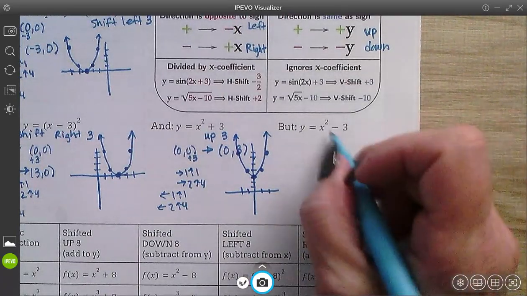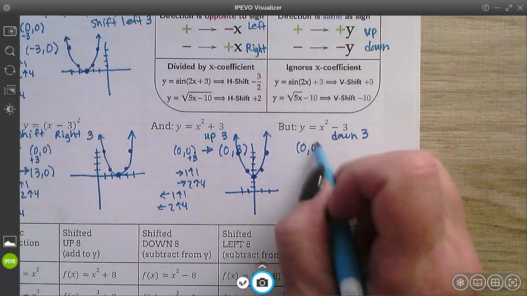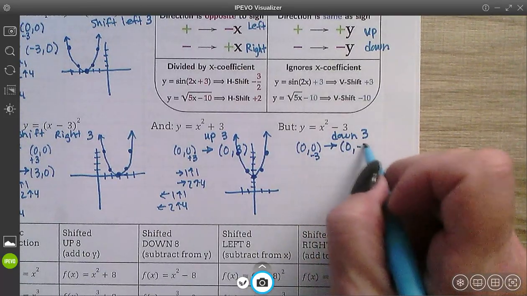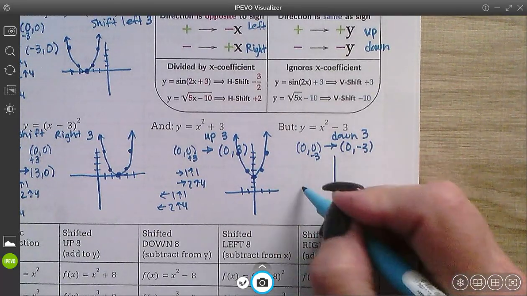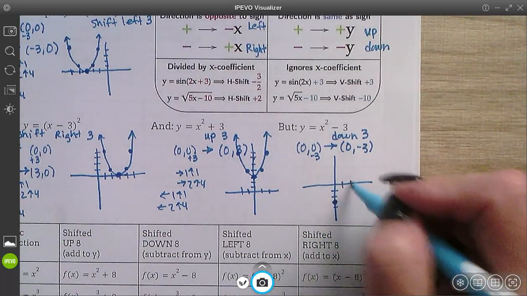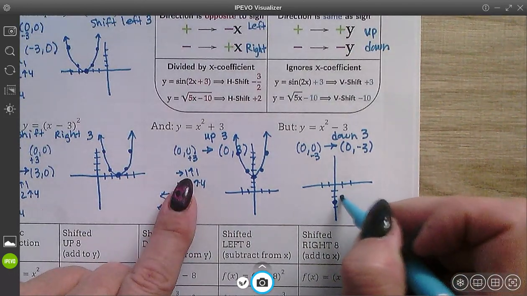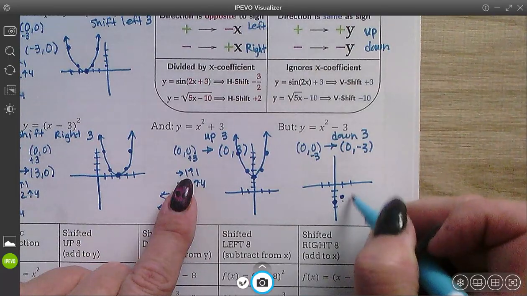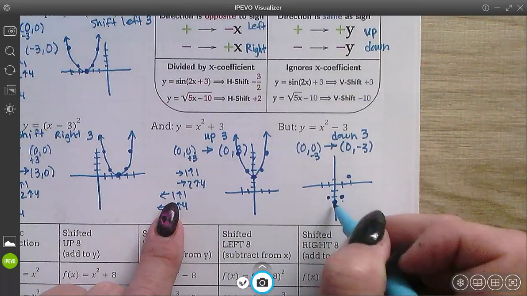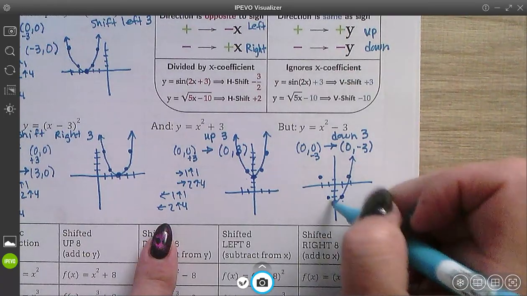X squared minus 3 shifts my graph down 3. So from my normal start point 0, 0, I have to subtract 3 from my y. So that's going to be at 0, negative 3. And then I'm just going to follow my pattern. Normal pattern, go right 1, up 1. Go back to the start, go right 2, up 4. Back to the start, left 1, up 1. Back to the start, left 2, up 4. And then that is what our graph looks like.